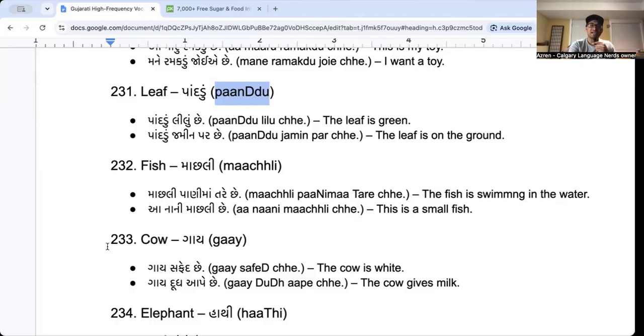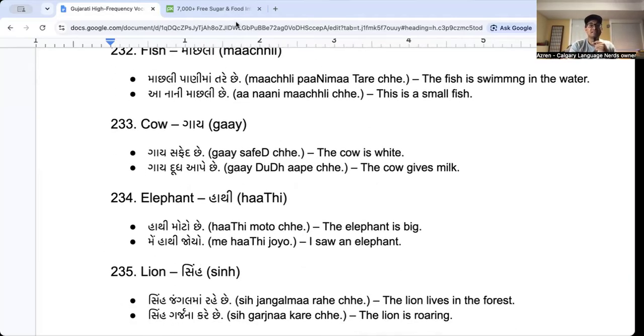So okay, elephant is hathi. Hathi. Hathi moto che. The elephant is big. Me hathi joyo. I saw an elephant. I have a funny hathi story. Hopefully this helps you remember the word.